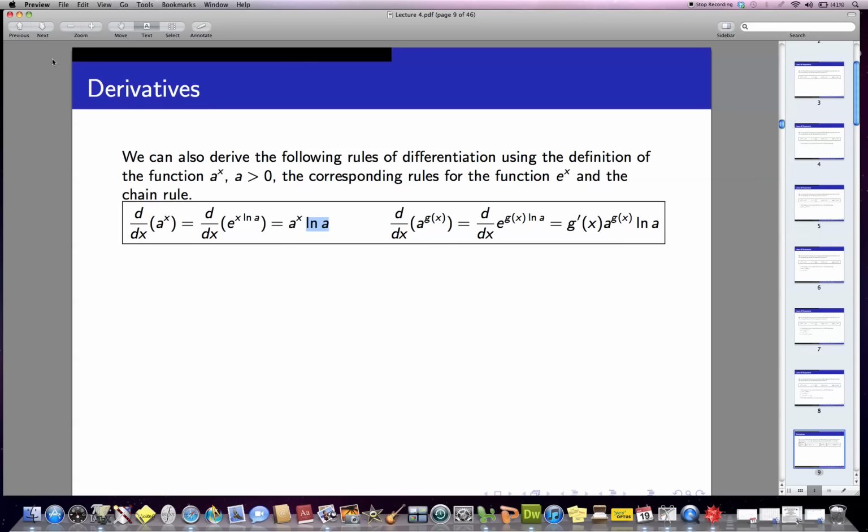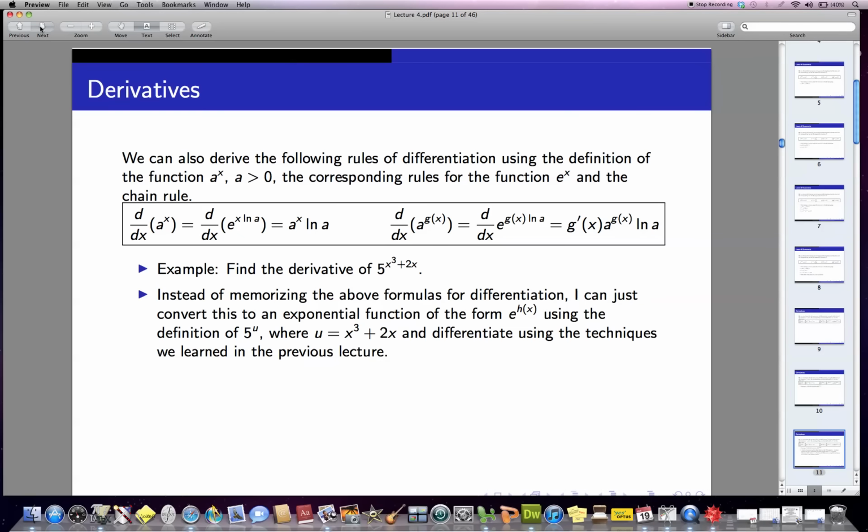And we can also use the chain rule in conjunction with this rule in order to get a derivative for a to the g of x. For example, if I wanted to find the derivative of 5 to the x cubed plus 2x, instead of memorizing this complex rule, it's best just to convert this to the form e to the h of x and use the chain rule along with the derivative of e to the x.